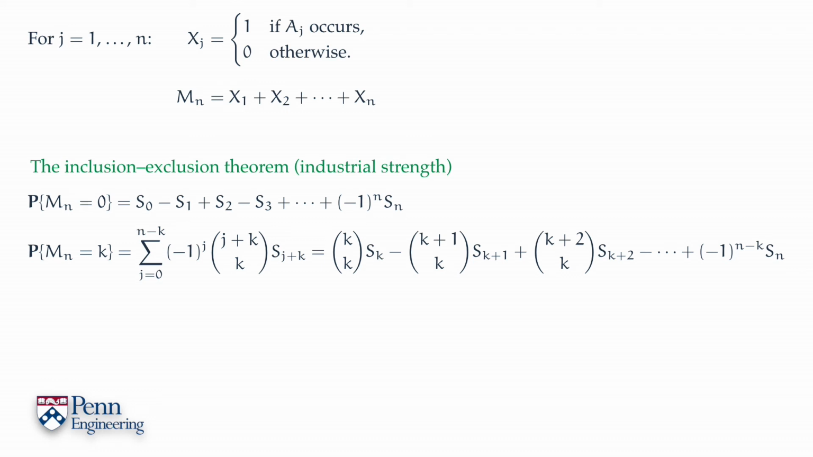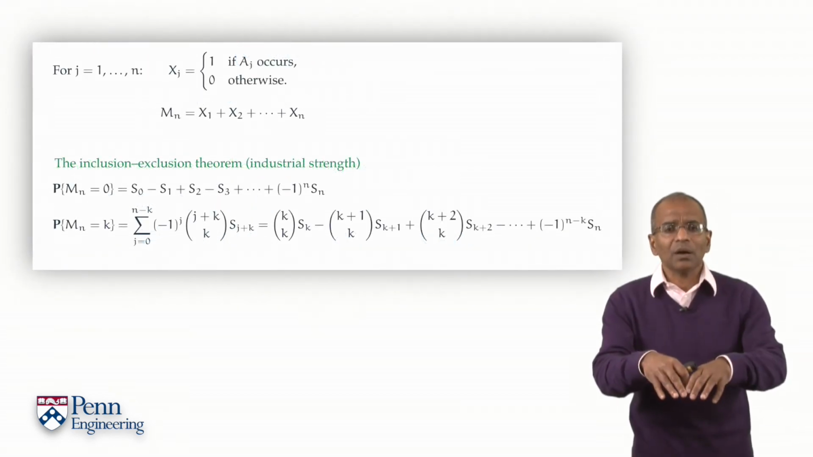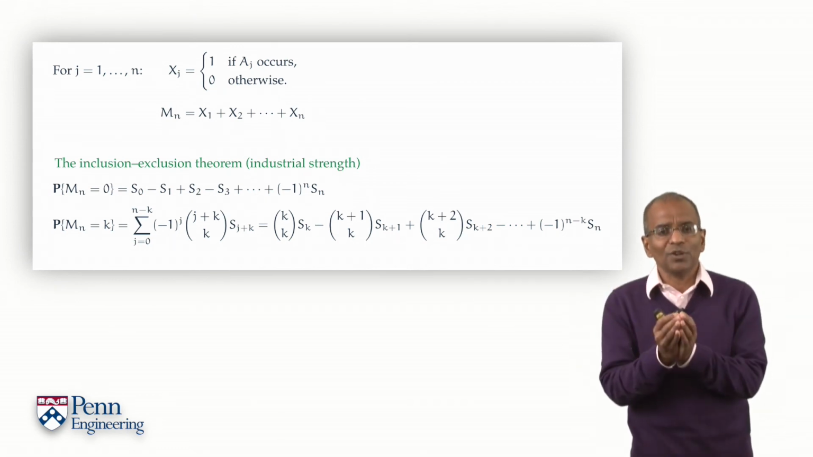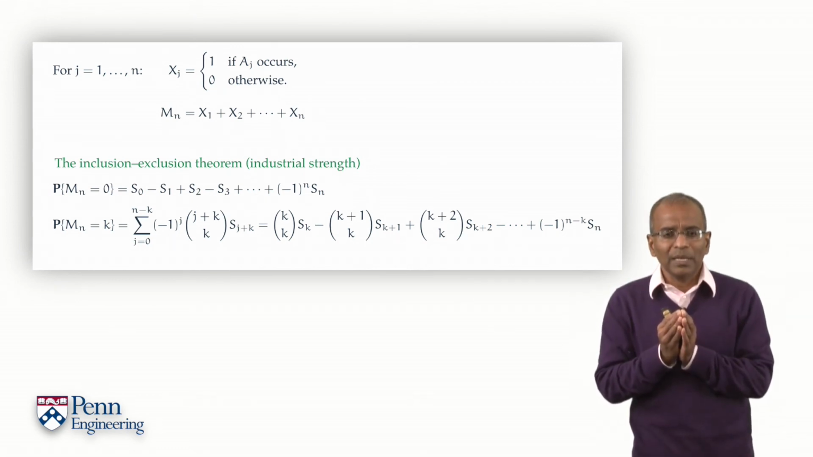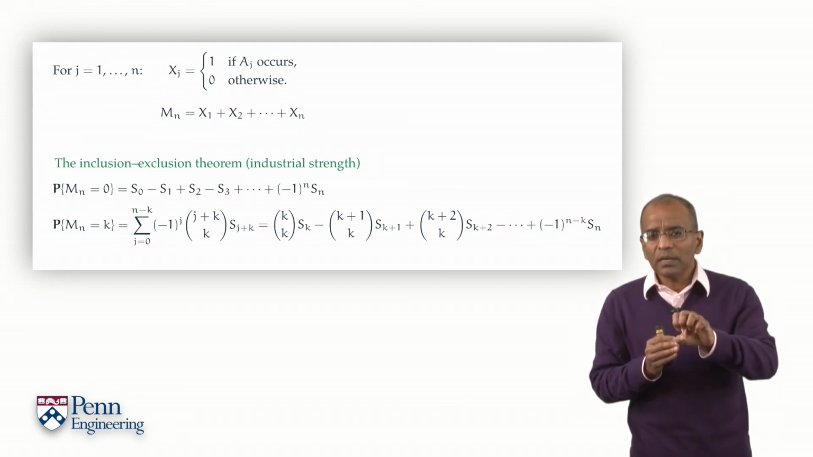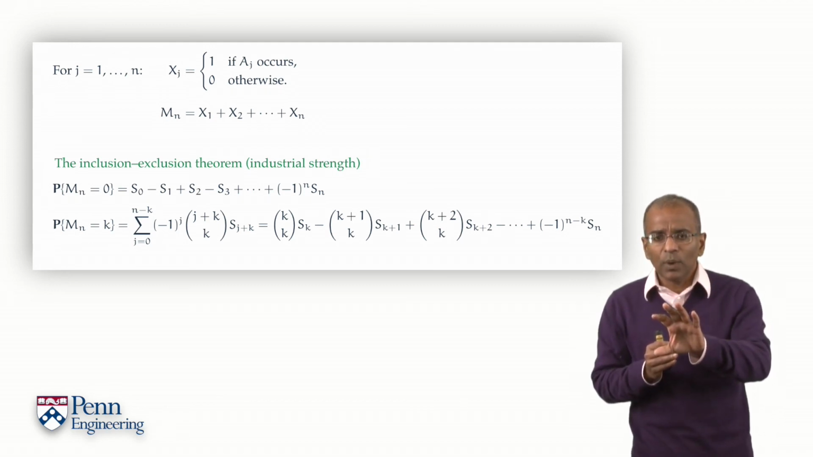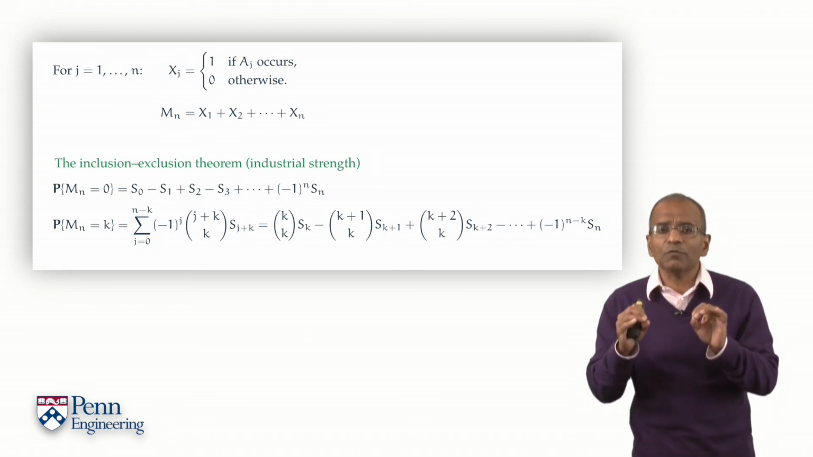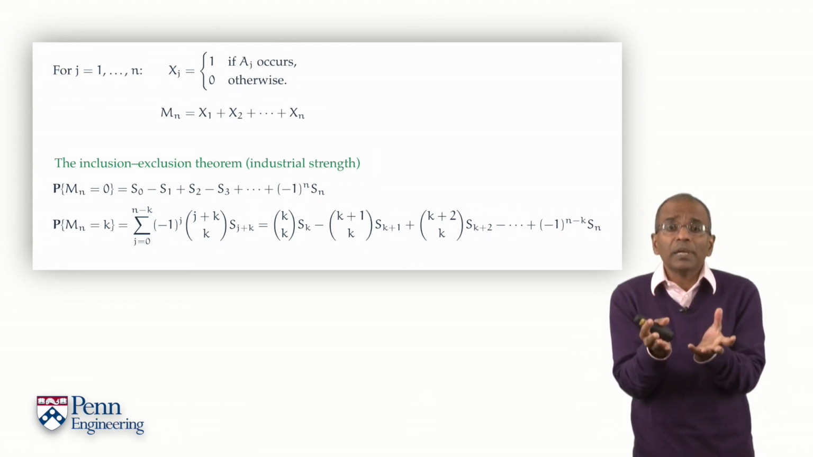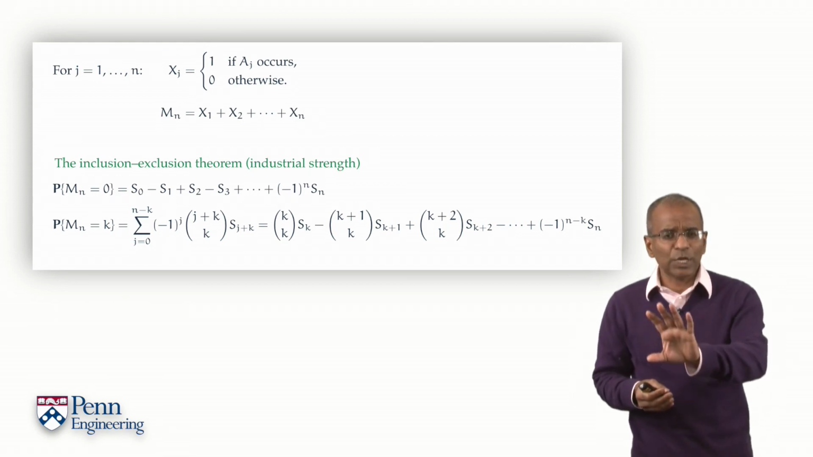Next term, j equal to 2, well, minus 1 to the power 2 is plus 1. Then you have k plus 2 choose k. And then you have S of k plus 2, the sum of all k plus 2 wise intersection probabilities. And so on down. Okay, this is now the industrial strength version of the inclusion-exclusion theorem. And I have not made clear yet whether or how this connects to this idea of a metaphorical sieve. Right now we are building background. But we can see some tenuous connections.